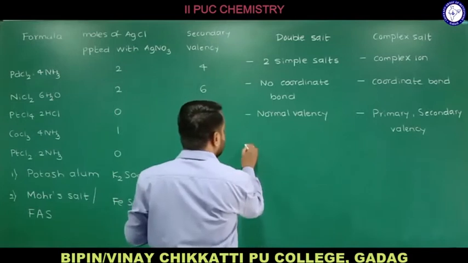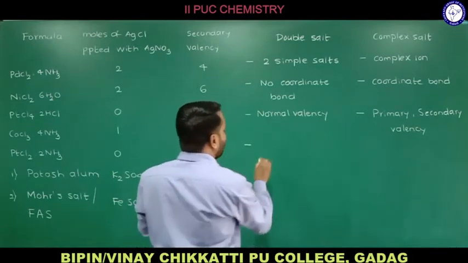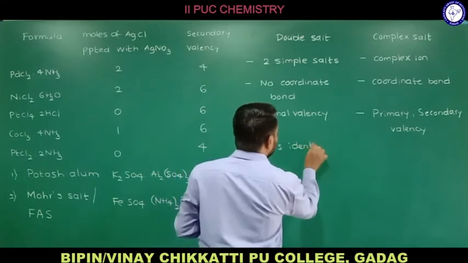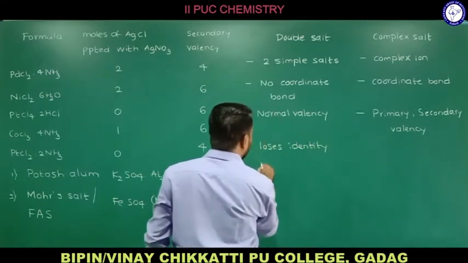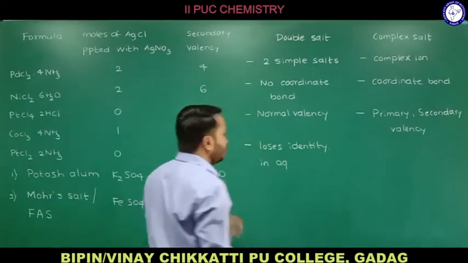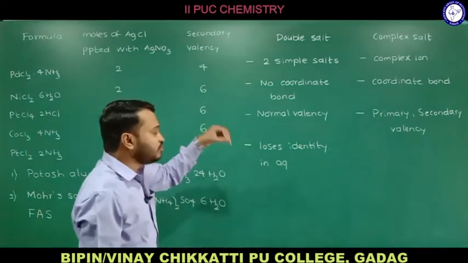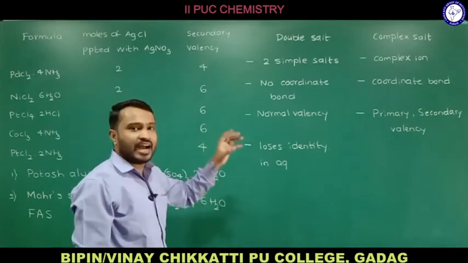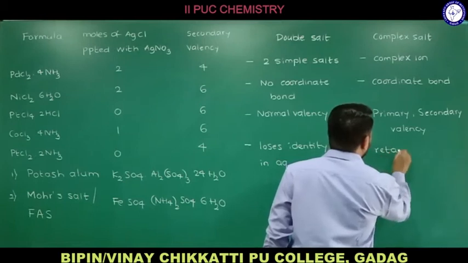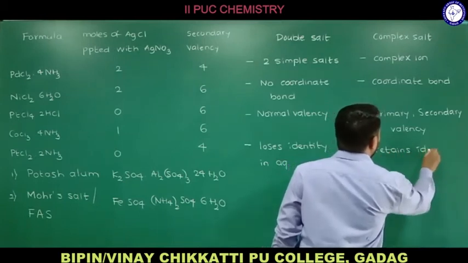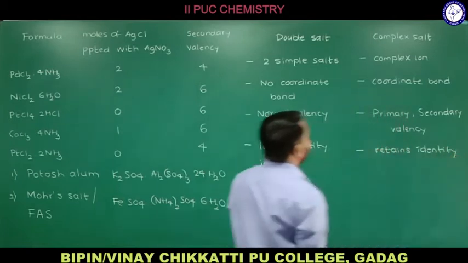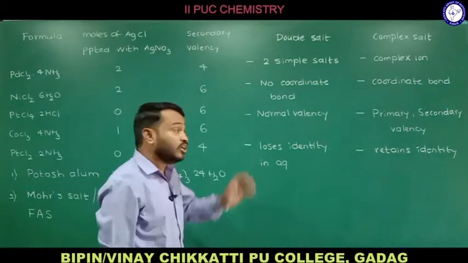And in the case of double salt, it loses identity. It is going to lose identity when dissolved in water, or I can say in aqueous solution. So when you take a double salt and dissolve it in water, it loses its identity, whereas the complex ion retains its identity. So these are all the differences between the double salt and the complex salt. So try to know that one.